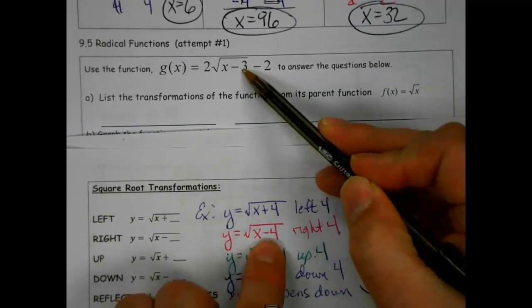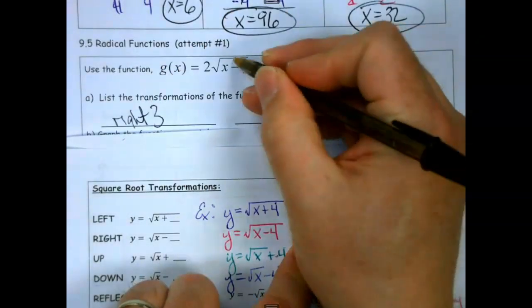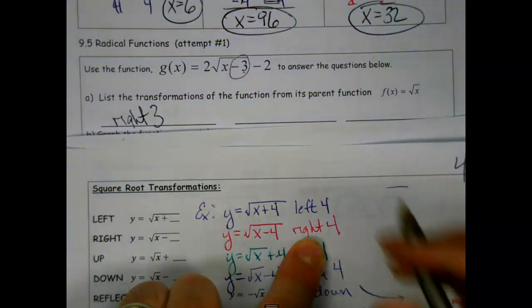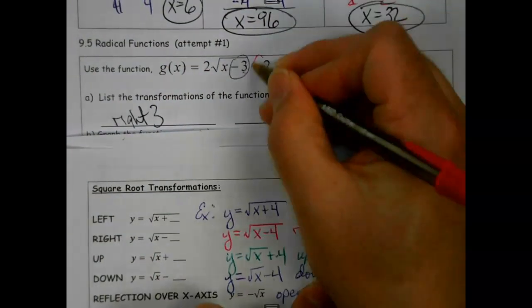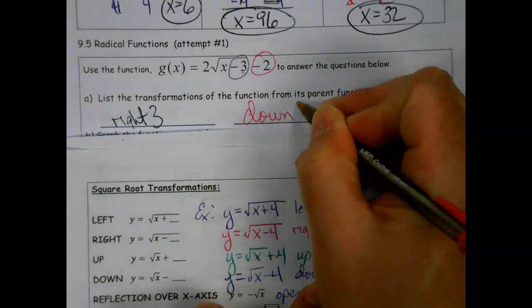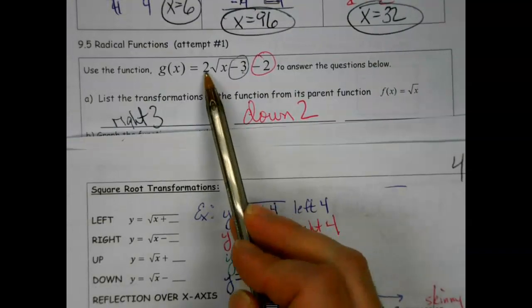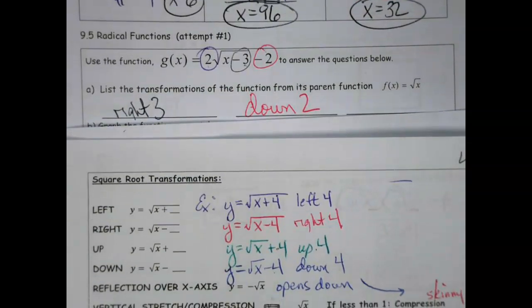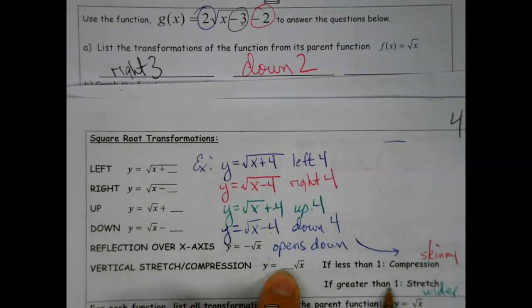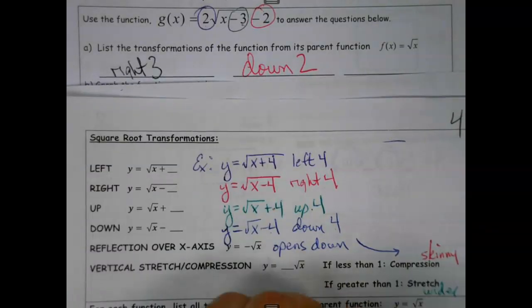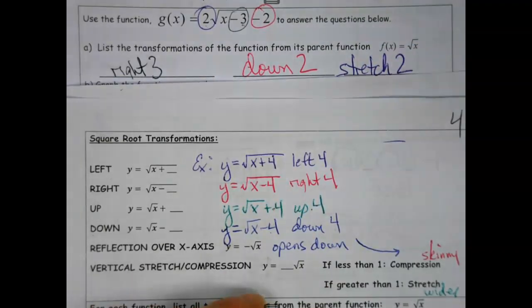Okay, so I see -3 inside. Okay, so that's right 3. That's this one. And then I see there's a number on the outside, but it's a minus. So I'm like, okay, that's down 2. Well, there's still a blank left, because there's still a number here on the outside. So if I go a little further down, if there's a number outside and it's bigger than 1, we're going to have a stretch of 2.